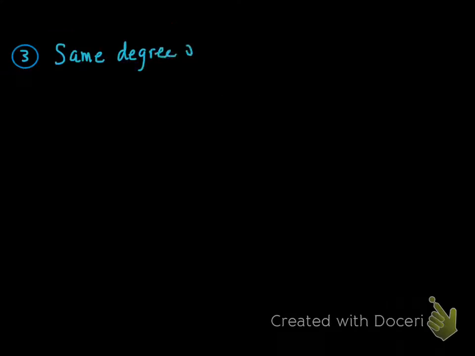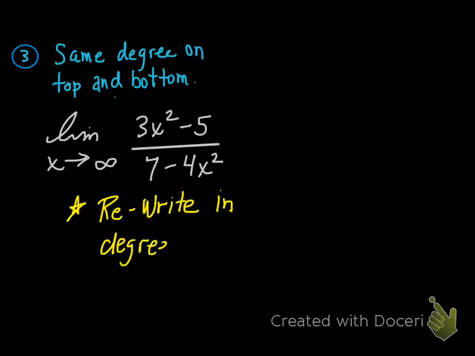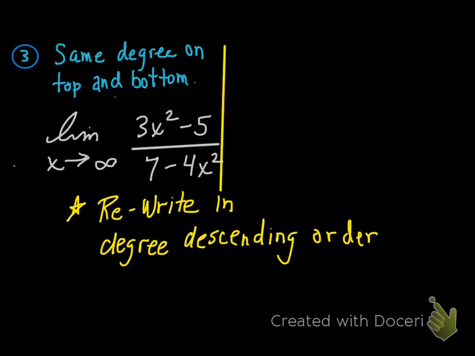Third example. You've got the same degree on top and bottom. Oftentimes we try to figure out which function, the top or the bottom, is headed to infinity the fastest. Well, the truth is, don't be confused here. On the top, I have a second degree expression, and on the bottom, I also have a second degree expression when I rewrite this in degree descending order. So I think the real key here is, can you write both the top and the bottom in degree descending order? So the problem now looks like this.